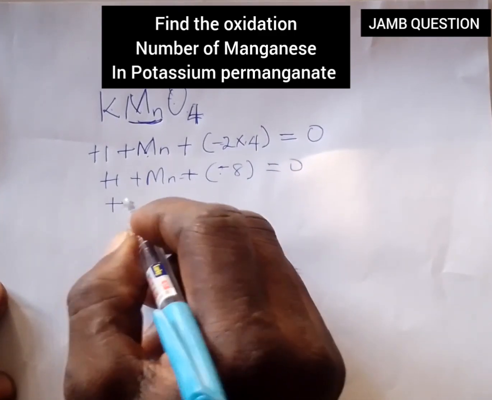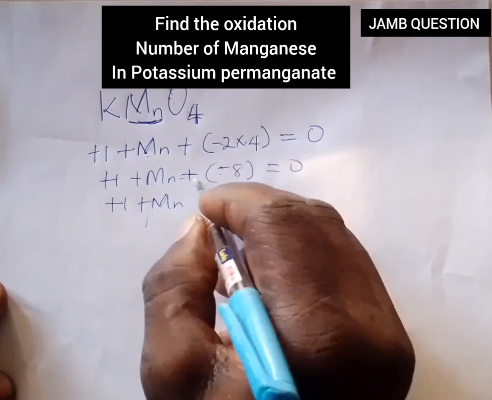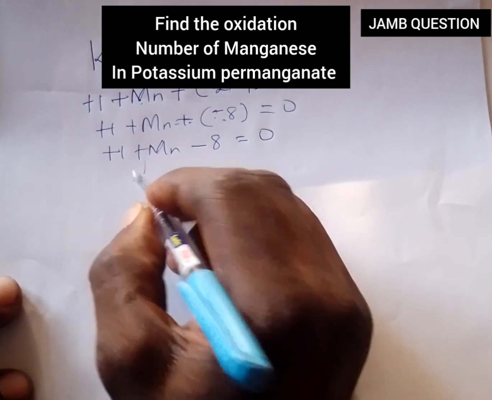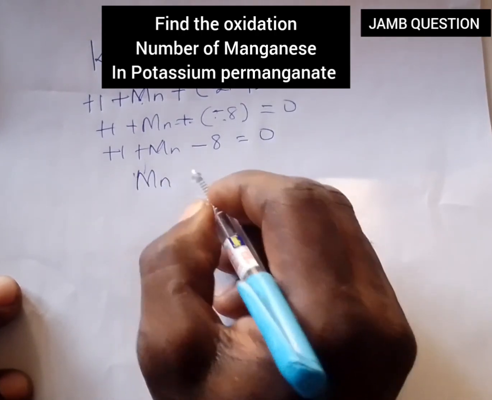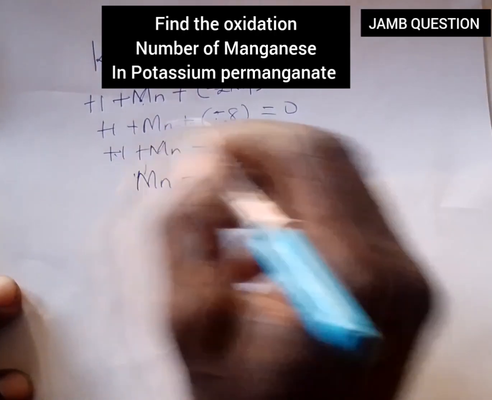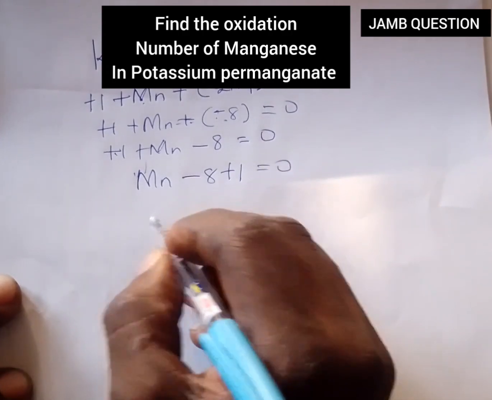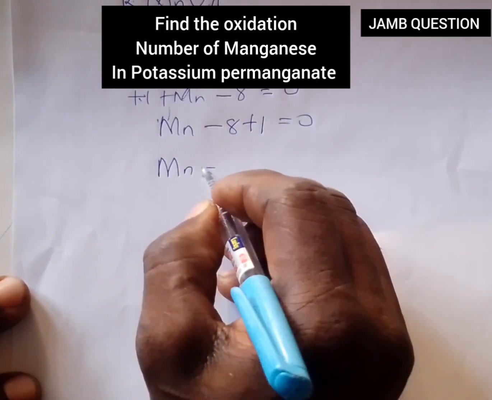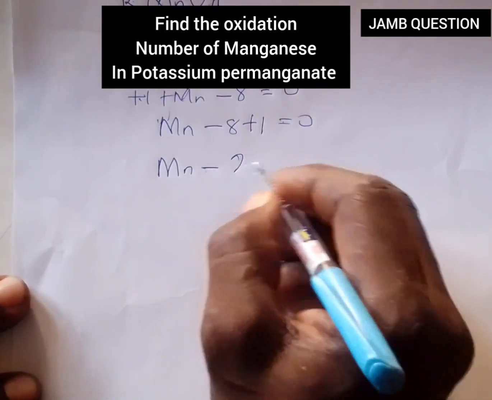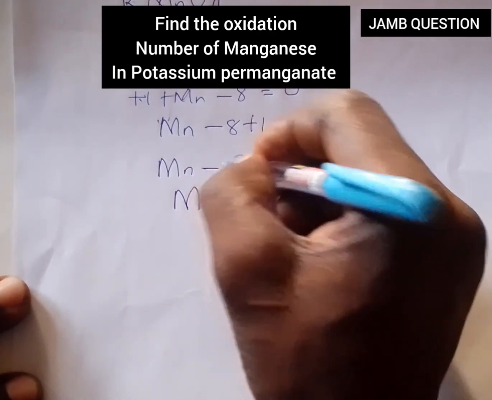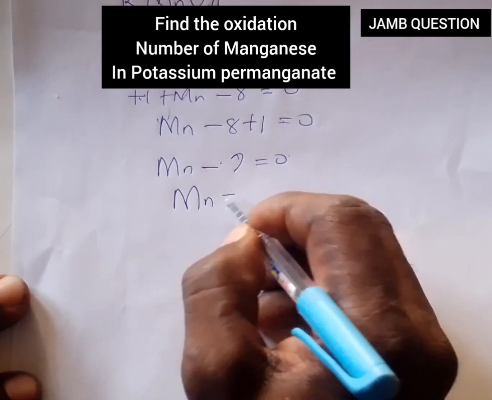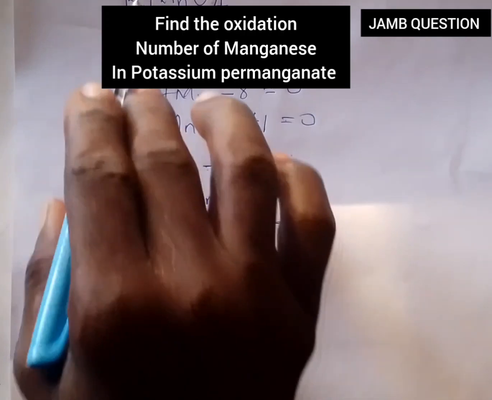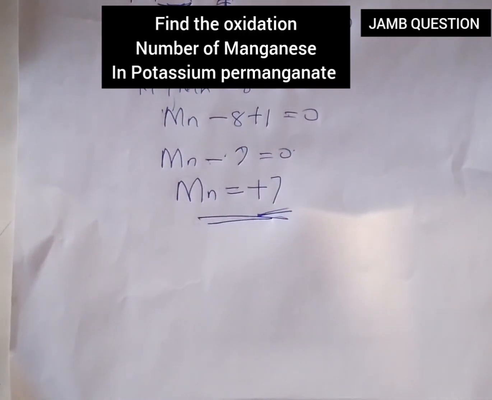So we have +1 plus manganese plus -8 equal to 0. Let's collect the like terms now. Manganese, -8, and there's +1 here. So manganese will be equal to -8 plus 1, that's -7, equal to 0. Taking this -7 to the other side becomes +7. Manganese will be equal to +7. So the oxidation number of manganese in KMnO4 is +7. Stay tuned for another one.